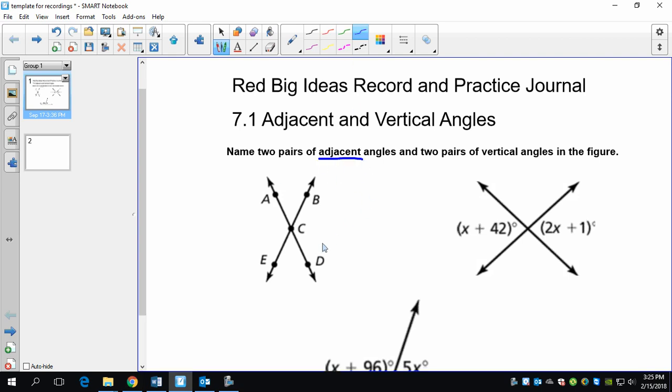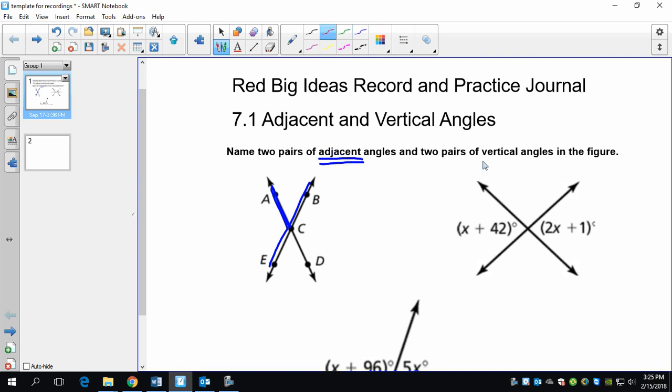Okay, and I'm just going to do one of them. So share a common side and have the same vertex. So angle ECA and angle ACB would be adjacent angles. They share a side and they have the same vertex of C.